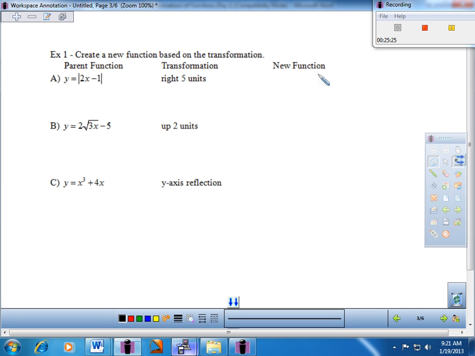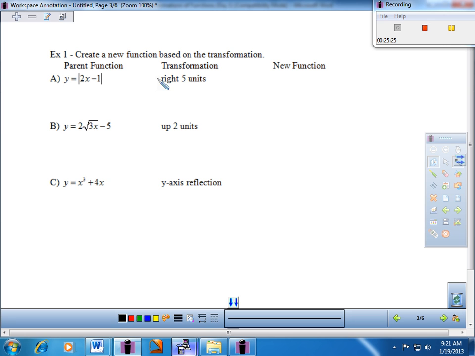So let's try it. So here's our parent function right here. Here's what I want to do with it. I want to take the graph of that parent function and move it to the right 5 units. Can we do it? Yeah, let's see. Now, keep using the table, guys, back and forth with this. The first thing to kind of figure out, when you want to move it to the right 5 units, is it an input change or is it an output change?